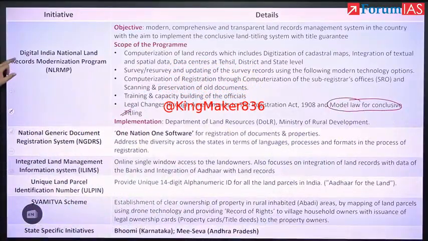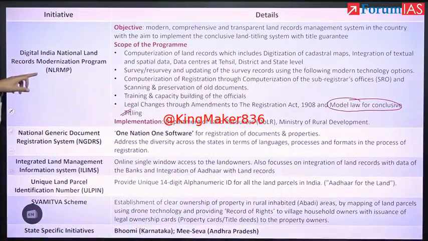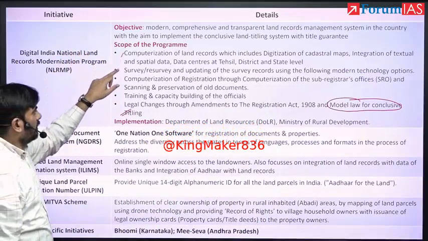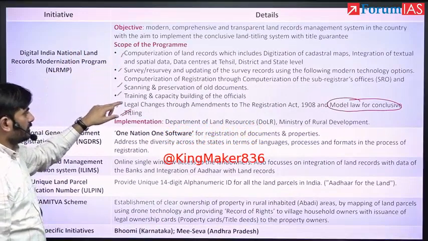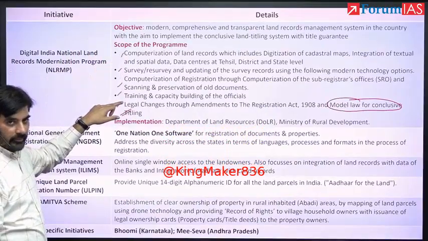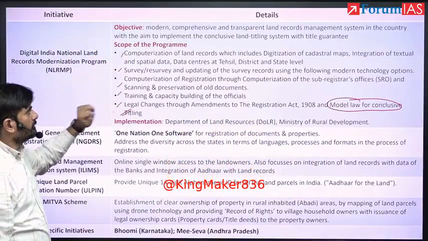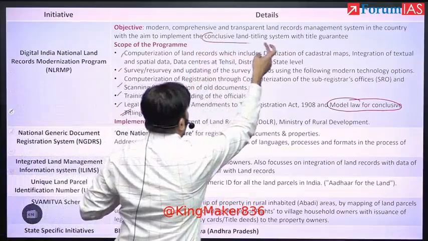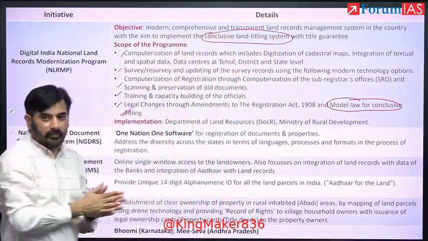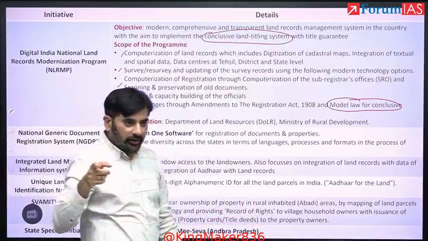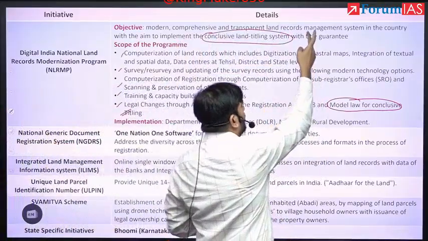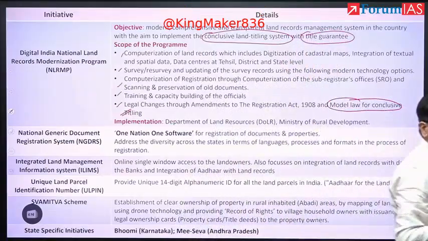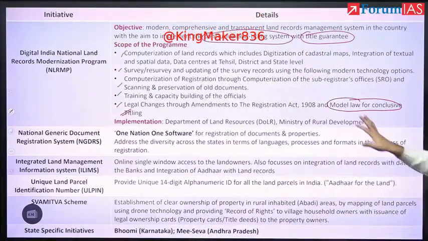It is one of the objectives of the Digital India Land Records Modernization Program. Look at the scope, and look at the objective also. I told you about title insurance, na? Here, what is written? Title guarantee. Same. So this is one important scheme.